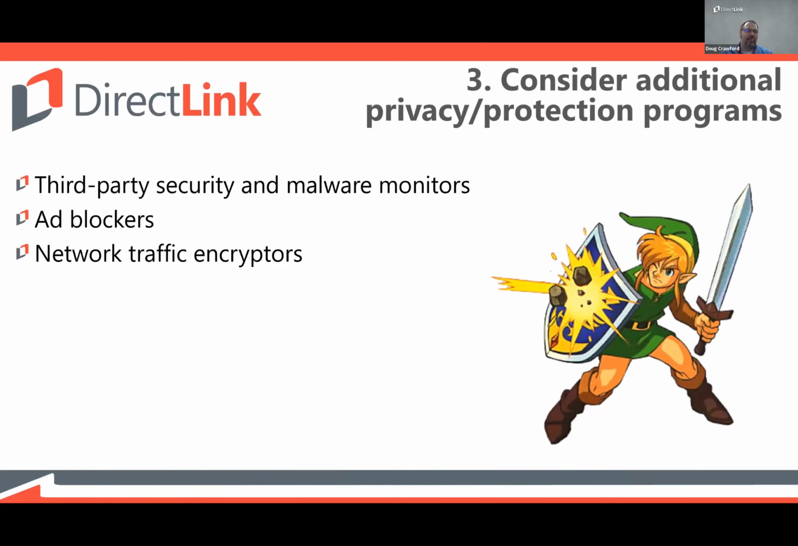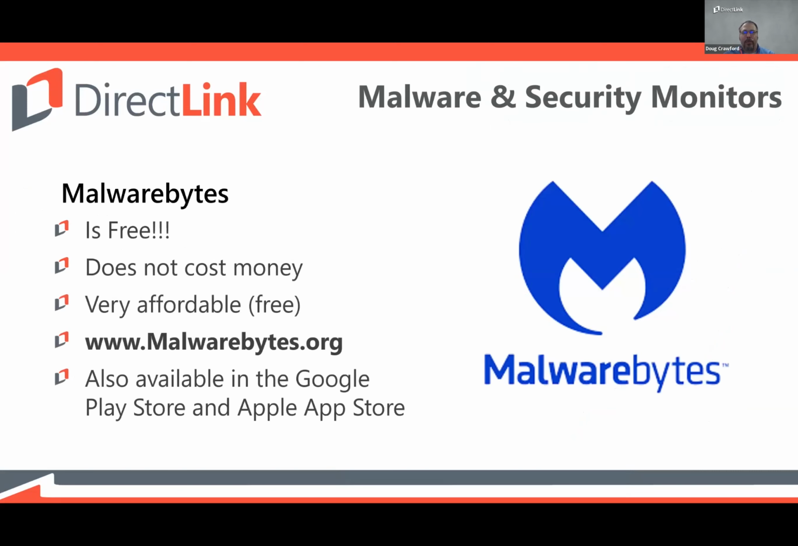If the built-in features are not enough for you, know that there are some third-party things that we can take a look at. We're going to talk briefly about a program that I like called Malwarebytes, which will help you scan for any potential infections on your system. We're going to talk about ad blockers, why you might want to use those. And then we'll talk about network traffic encryptors, which is a very fancy term that we'll talk about in just a sec. But let's start with Malwarebytes.